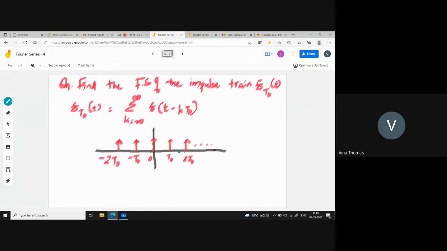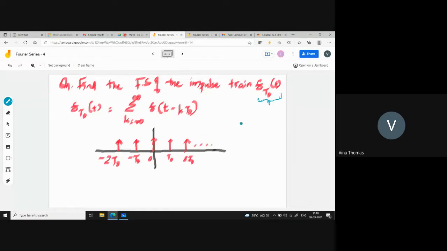Now we move on to another question, which is to find the Fourier series of the impulse train delta T0 of t. Delta T0 of t is called an impulse train, a train of impulses. It is plotted here. You have impulses that are located T0 seconds apart. Mind you, we are looking at continuous time Fourier series, continuous time signals. So these deltas are Dirac deltas.